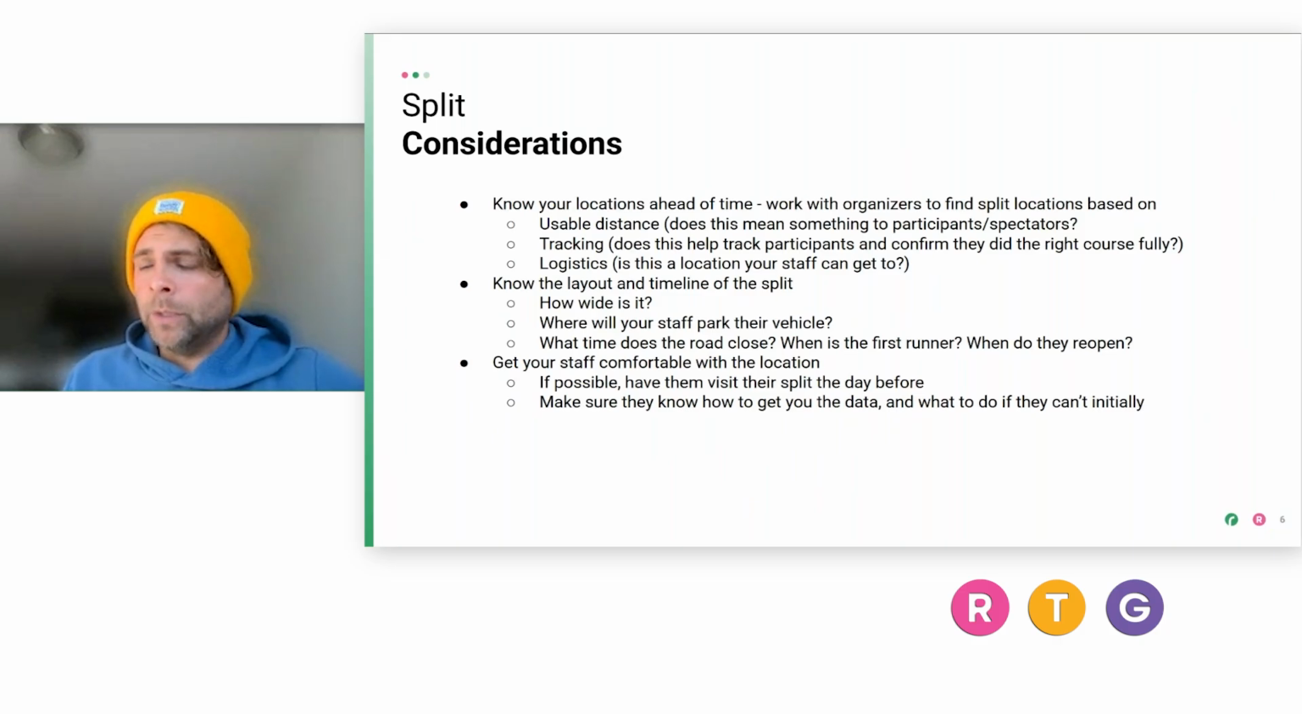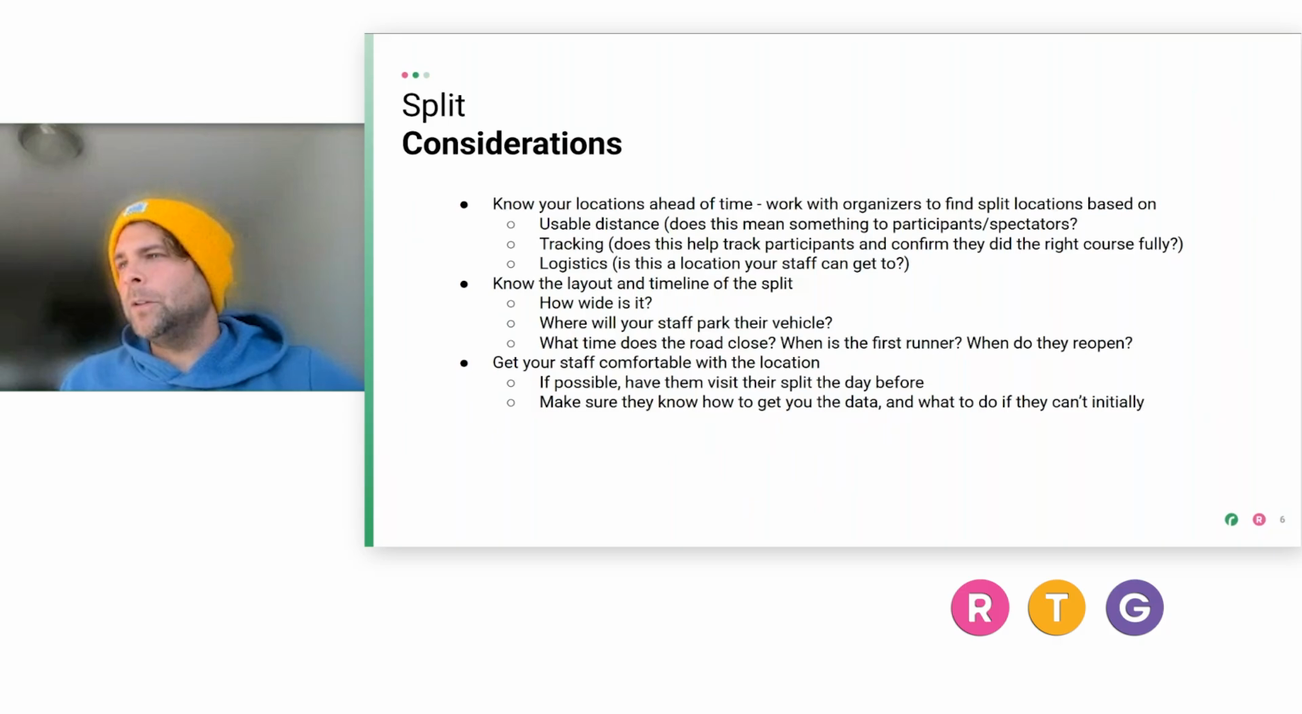If you are helping determine them, determining a good split comes down to: is it a usable distance? Does that mean something to spectators and participants? 4.34 miles doesn't really mean a lot. 5 kilometers is something that's pretty universally understood. Is it a good location for tracking? Does this help participants get tracked and confirm that they did the right course? And is this something that you can get to? Can you actually set up timing hardware at this location?